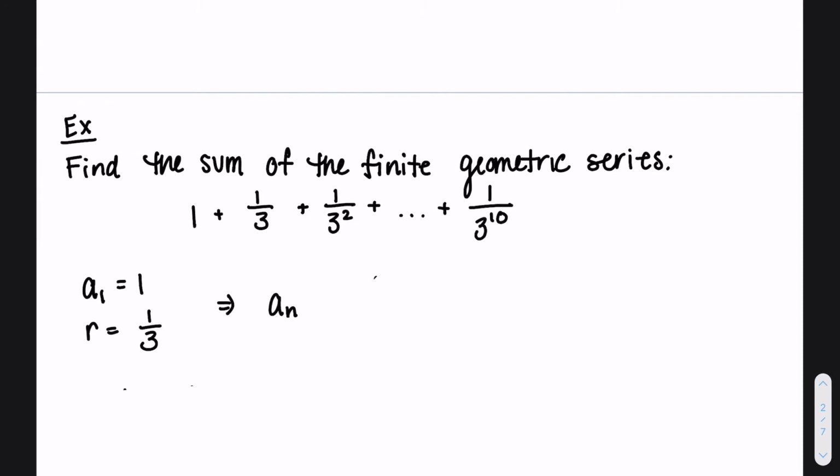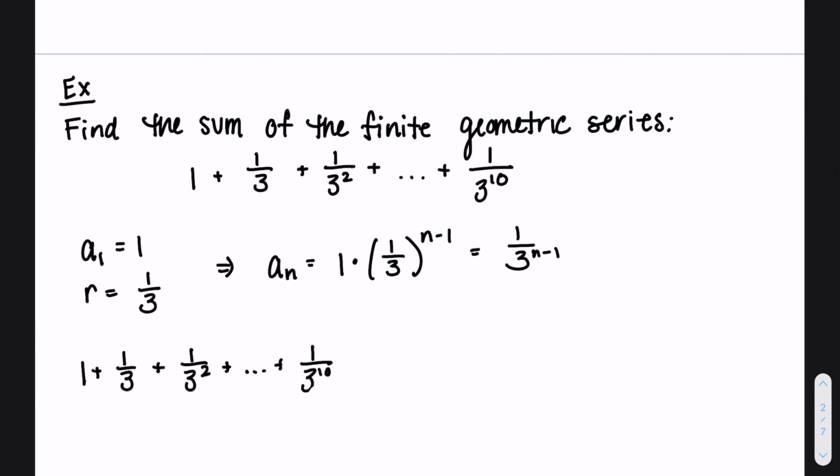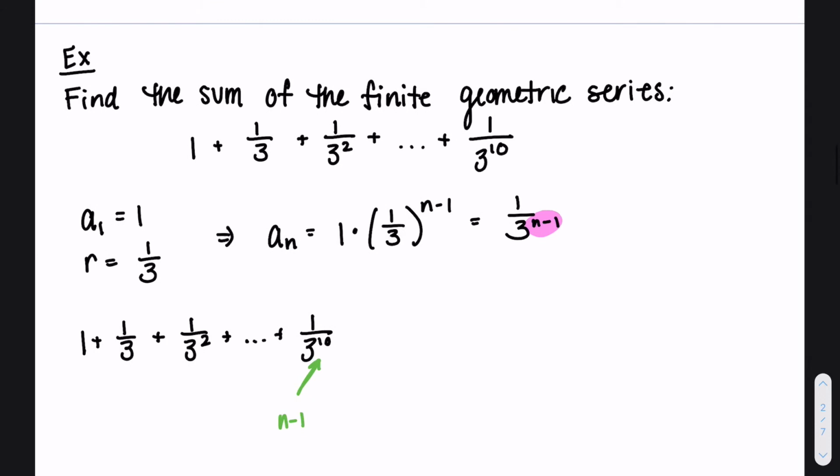If you were thinking of your general term, it would be a1 r to the n minus 1, so it's 1/3 to the n minus 1. If you look at this sum, this exponent here is really your value of n minus 1. So if you plugged in n equals 11, that would give you 1/3 to the 10th. So this tells me my n is going to equal 11. So it's a sum from i equals 1 to 11 of 1/3 to the i minus 1, because that's our an.